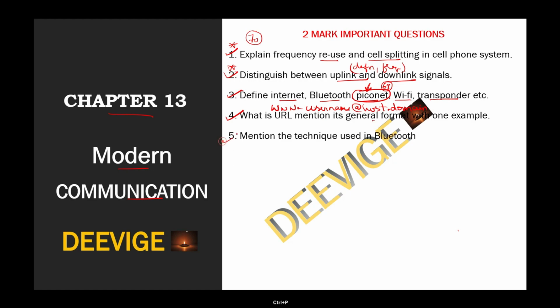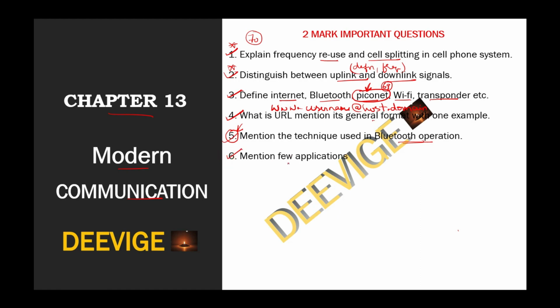Mention the technique used in Bluetooth operation. The technique that we use in Bluetooth operation is frequency hopping spread spectrum, that is FHSS, and frequency shift keying, FSK. This is also asked in one of the question papers, wherein many students didn't answer this because while reading they skip this type of question.